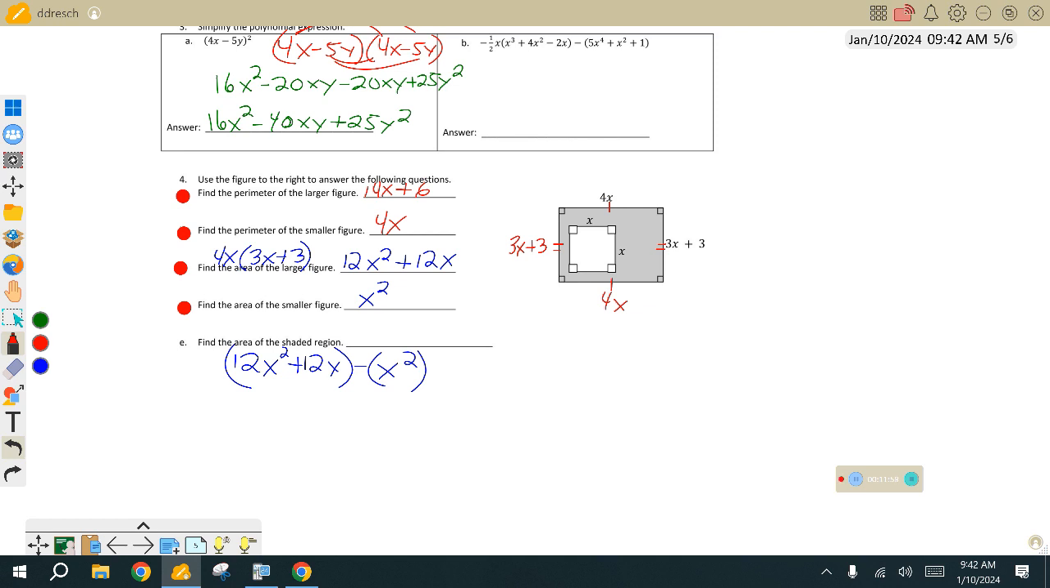12x squared minus 1x squared is 11x squared. Do we do anything with the 12x? Do we have a like term to do anything with the 12x with? No. Okay? So these are good combination geometry algebra problems with the touch of the SAT in there. Okay? Let's flip. Let's go.